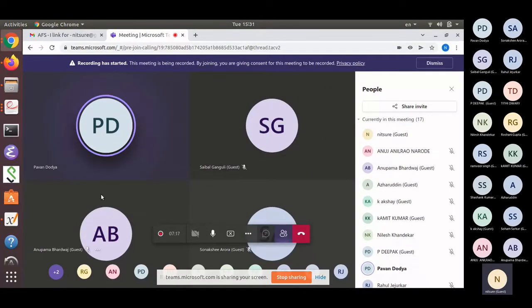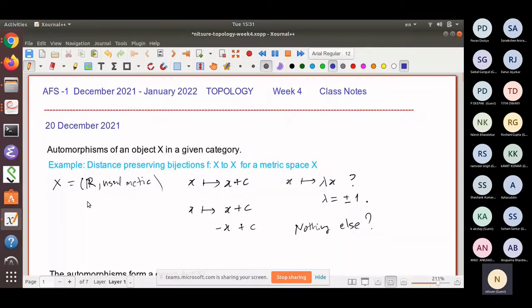Okay, so let us start. Let's look at yesterday's lecture quickly. That was December 20, and we talked of automorphisms of an object in any given category.